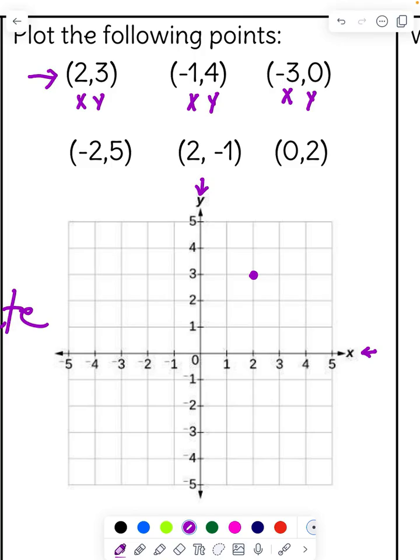-1, 4. So first go to the x-axis and find -1, and then put your pencil up to the y-axis and find the 4. All right, let's do the third one. -3, 0. So first go to the x-axis where -3 is, and you're not going to have any movement up. So right here, knowing that y is 0, we could already tell that this was an x-intercept before we even graphed it. Okay?